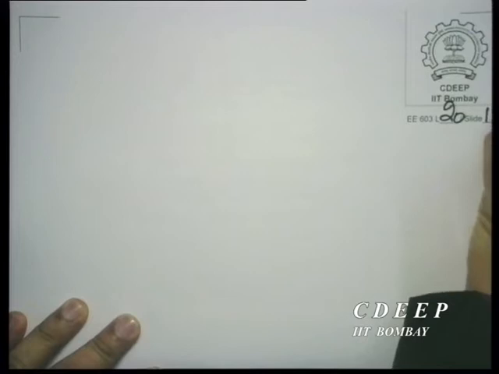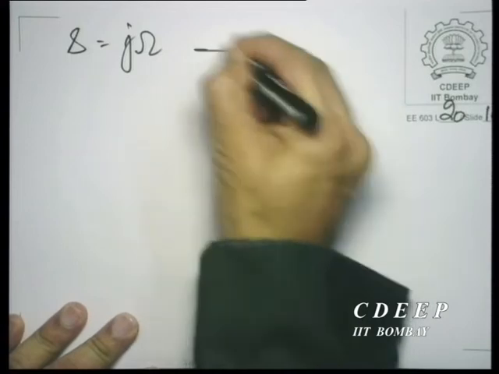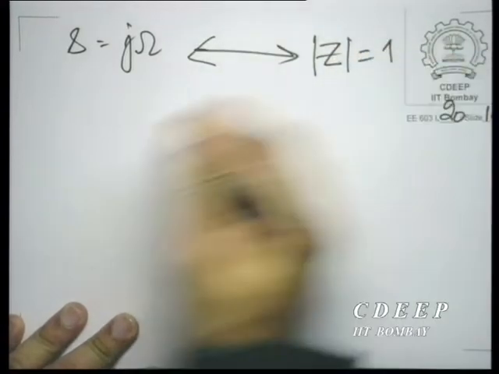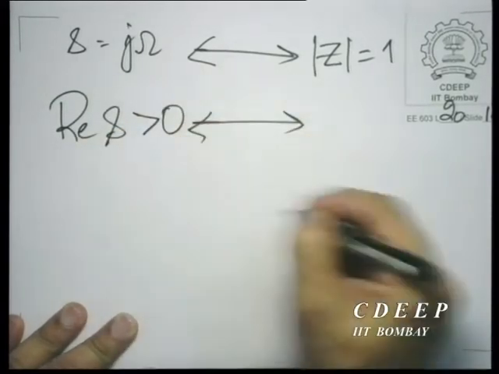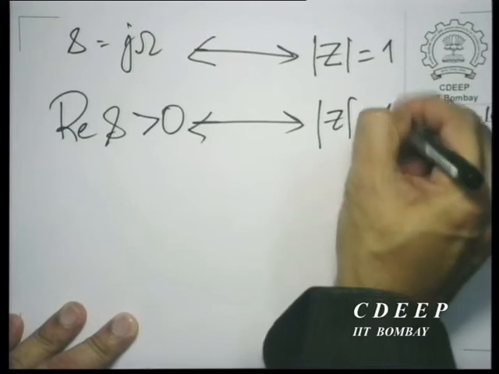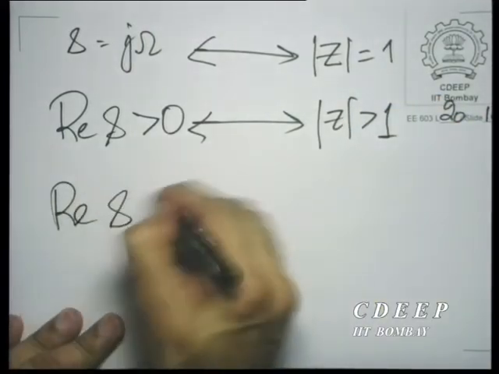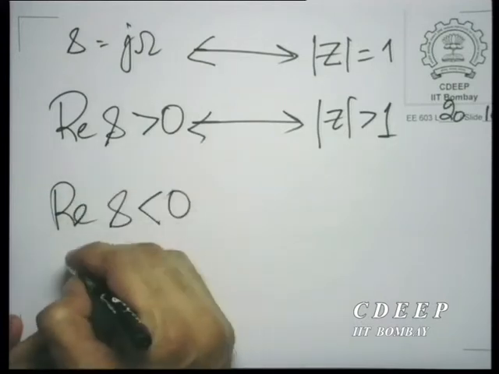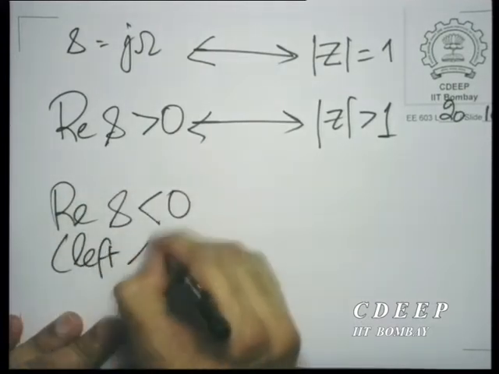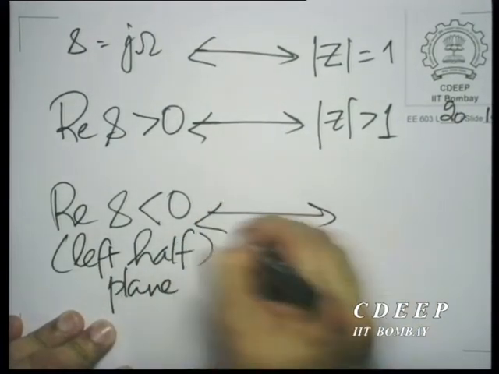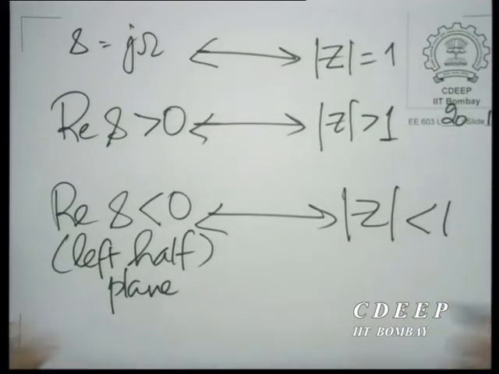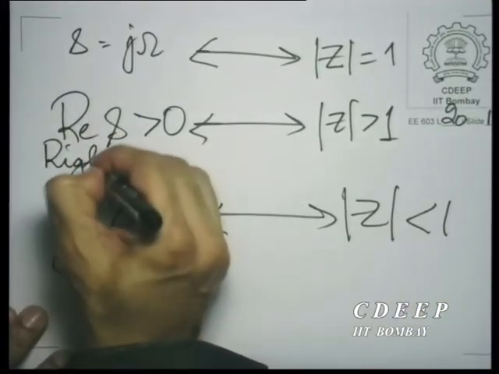So, what we are saying is S equal to j omega must map into mod Z equal to 1. Real part of S greater than 0 must map to mod Z greater than 1 and real part of S less than 0, that is the left half plane, must map to mod Z less than 1. This is the right half.